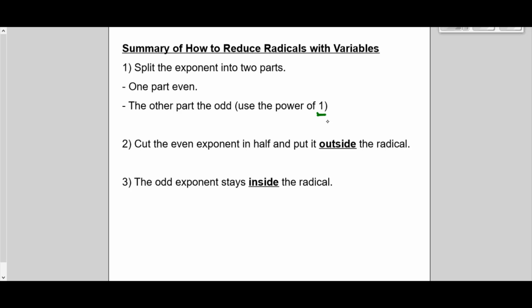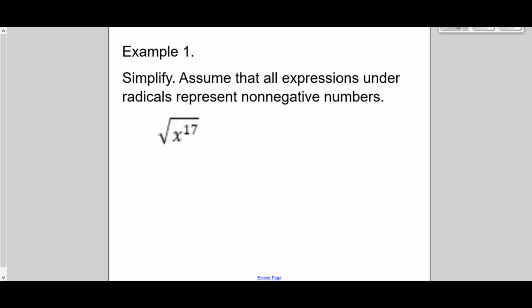So what we'll do is after we've split our exponent into two parts, we'll cut the even exponent in half and put it outside the radical, and then the odd exponent will stay inside the radical. So if we have an even exponent, we can pull it out of the radical. So even exponents are perfect squares. You can think of it that way.